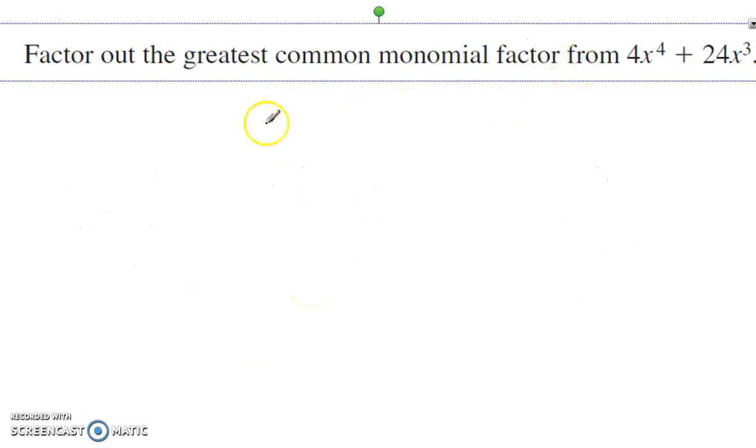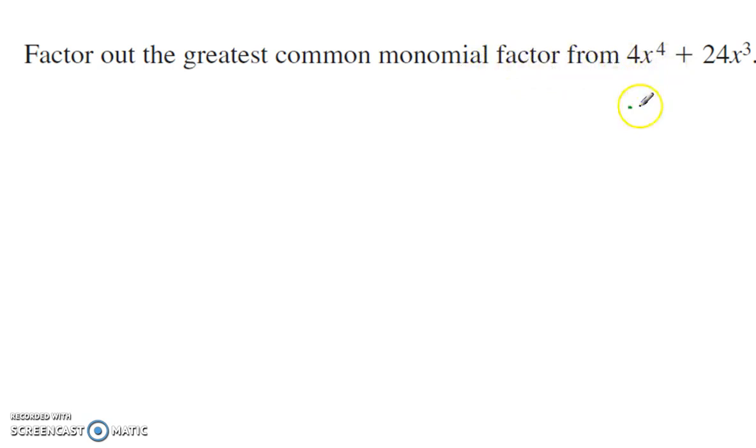If we want to factor out the greatest common monomial factor from this, factoring out means I'm going to look at this and see what they have in common. This has a factor of 4 and this has a factor of 4, so I can pull a 4 out of each of these. That means divide this by 4, divide this by 4. And then each of these has an x. This means x times x times x times x, and this means x times x times x. I hope you can still see that on your screen.